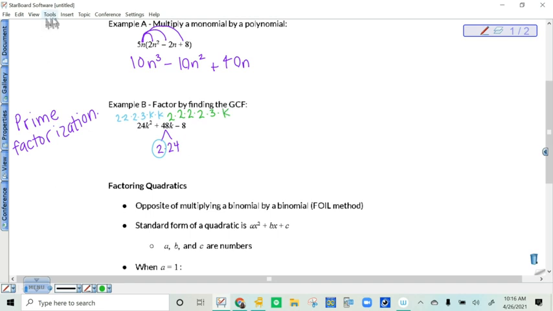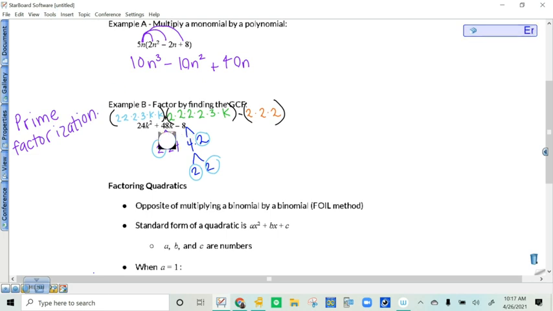And then what about 8? What is the, yeah, 4 times 2. And then what about the 4? 2 times 2. Yeah, so 8 is just 2 times 2 times 2. And let's do that in orange. 2 times 2 times 2, right? This is my 24k squared plus 48k minus 8.